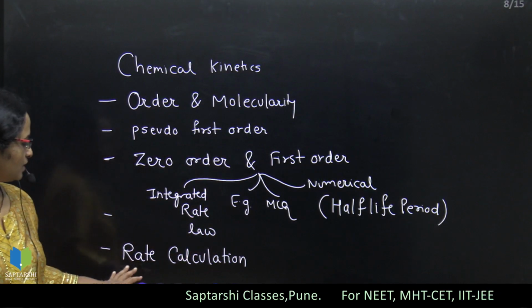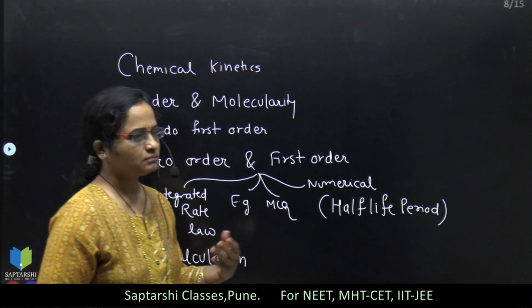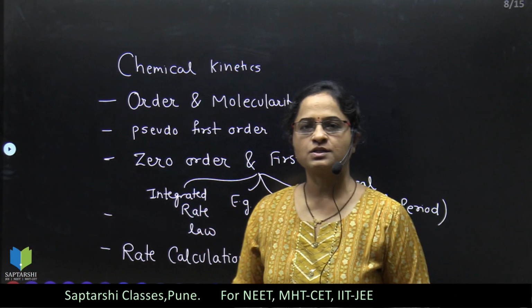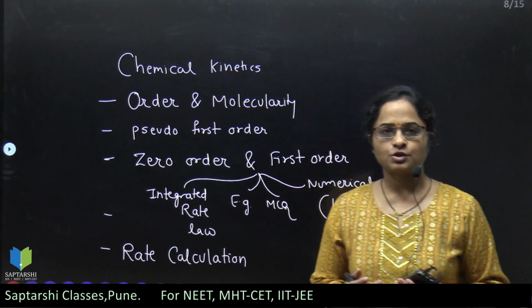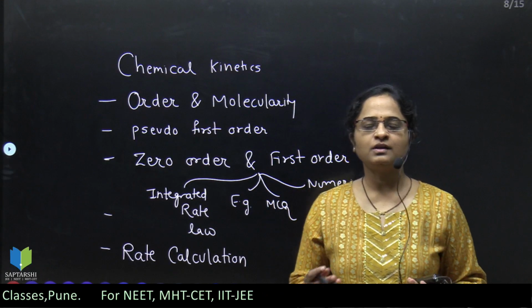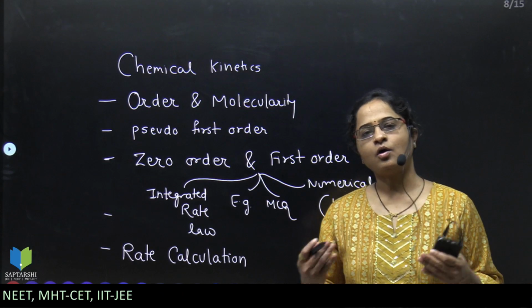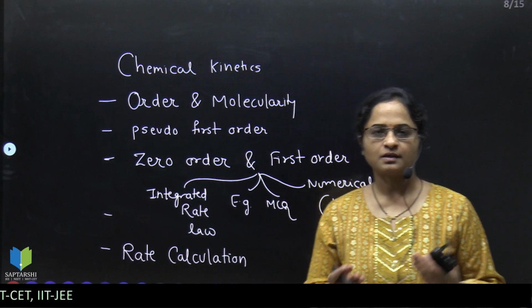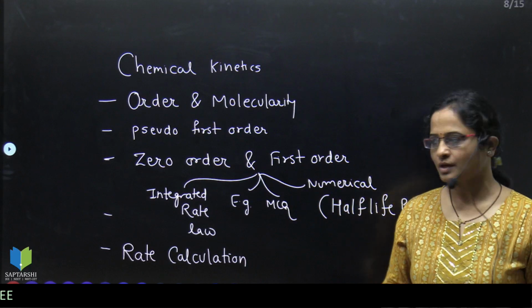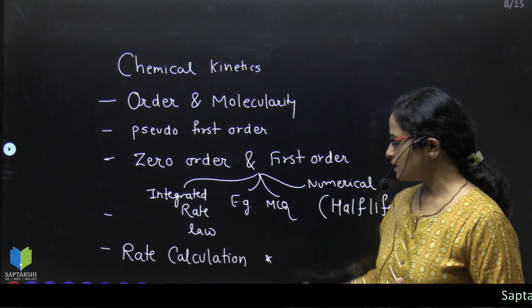Okay, lastly the first part of this chapter, that is rate calculation. You all know from the given reaction you have to either calculate the rate of disappearance or rate of appearance of the product, rate of disappearance of the reactant. Okay, so that numerical is very easy.